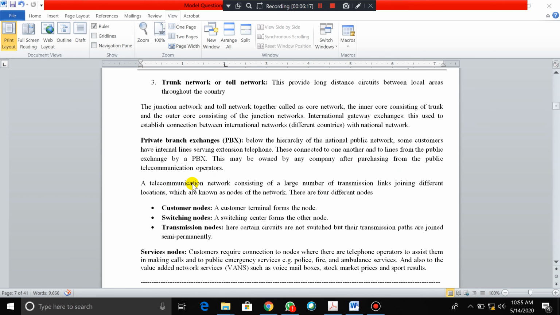And we have the telephone network consisting of a large number of transmission links joining together each of the locations. That may be a customer node, switching node or transmission node. A customer terminal forms a node, a switching center forms another node, and then the transmission node. Here certain circuits are not switched, but the transmission paths are joined semi-permanently.